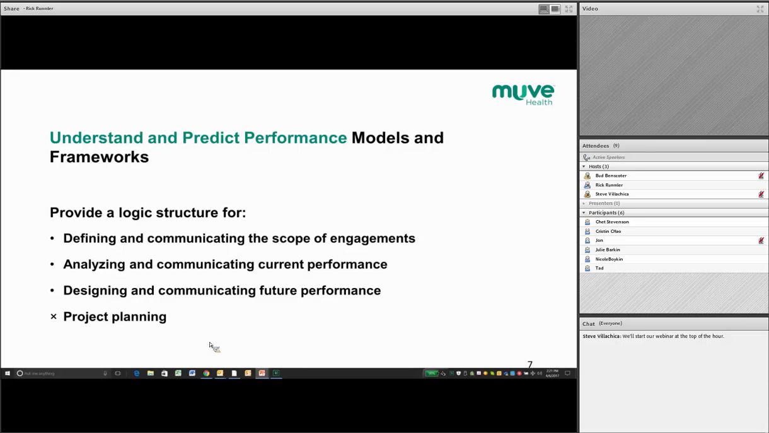Again, that distinction between the two types of models and frameworks: where we get into trouble is when we start using models and frameworks that are designed for understanding and predicting performance for project planning, and that is a tendency. I just need to be careful not to cross that line. For example, using Tom Gilbert's behavior engineering model, you could hang a sequence on that, and from that distill an implementation path, but that's not how it was intended to be used.